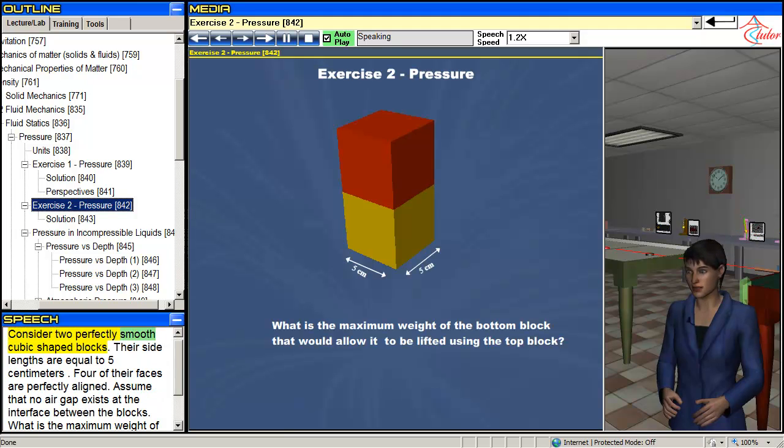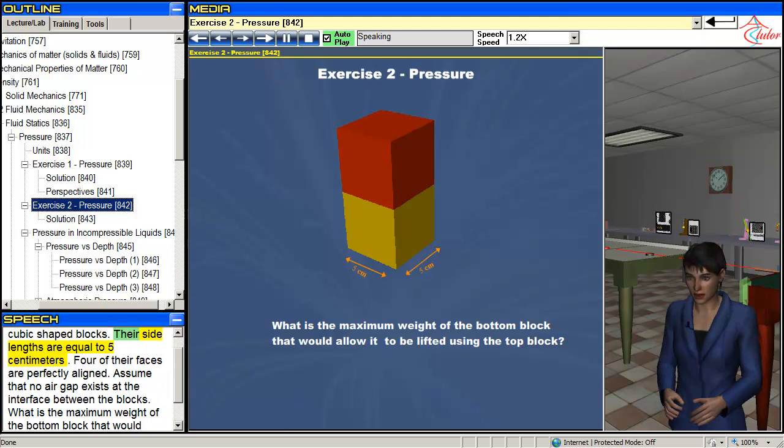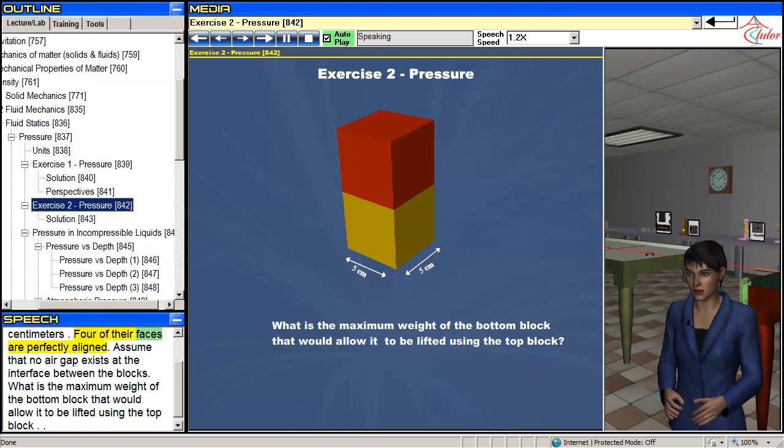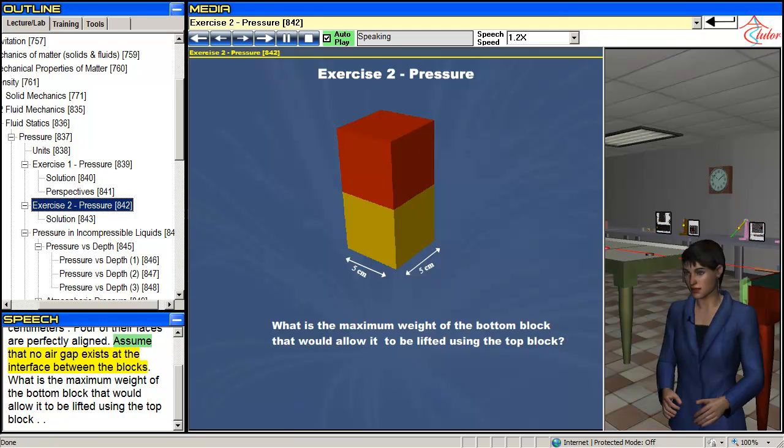Consider 2 perfectly smooth cubic-shaped blocks. Their side lengths are equal to 5 centimeters. 4 of their faces are perfectly aligned. Assume that no air gap exists at the interface between the blocks. What is the maximum weight of the bottom block that would allow it to be lifted using the top block?